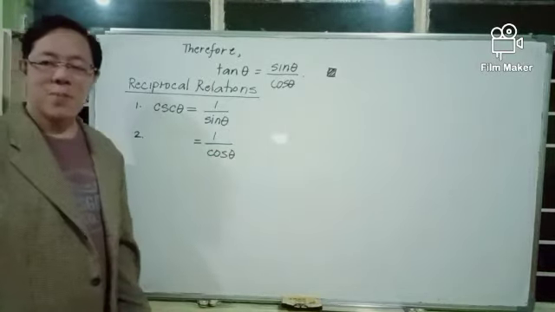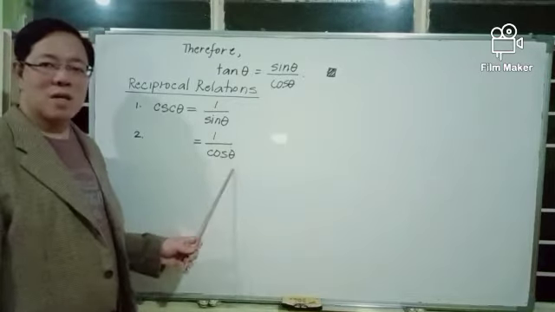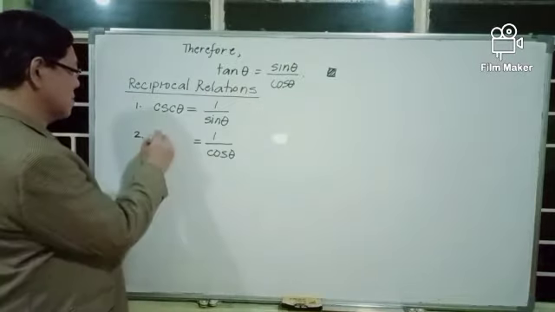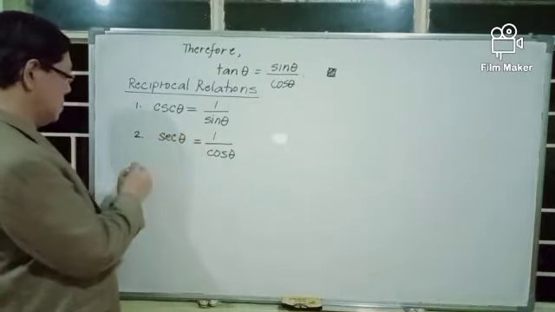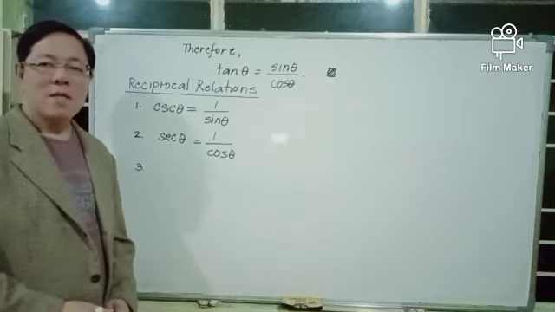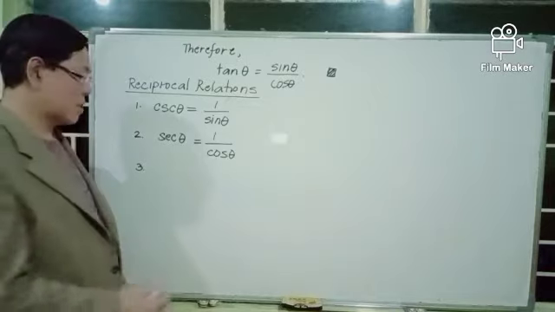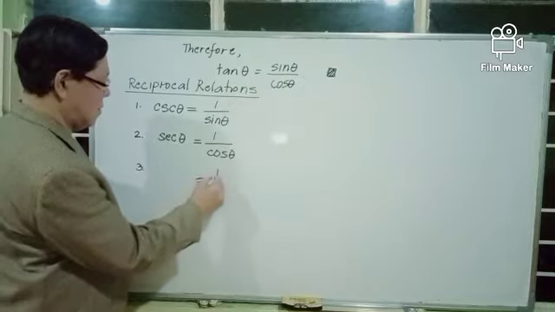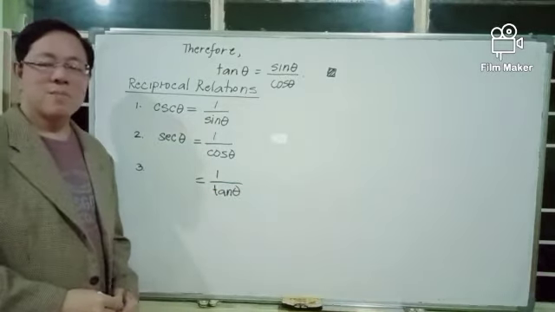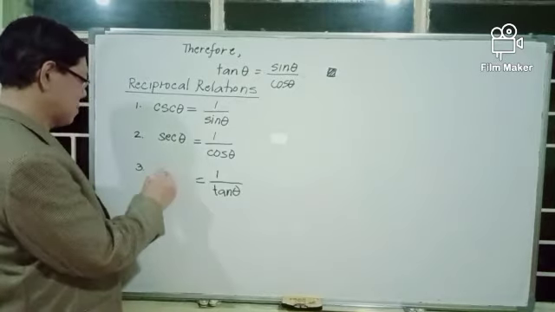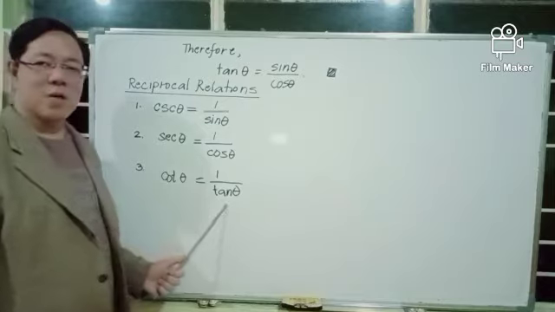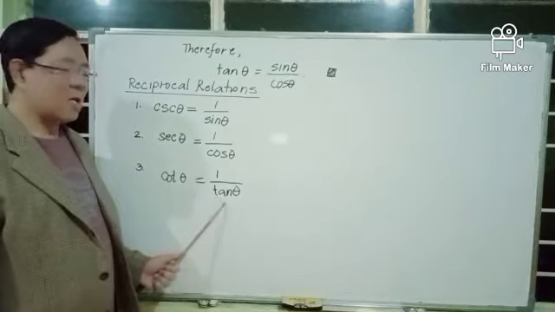The second reciprocal relation is the reciprocal of cosine, written 1 over cosine theta. And this is defined as the secant of theta. And the third reciprocal relation is the reciprocal of tangent, written 1 over tangent. One over tangent theta is defined as the cotangent of theta. Cotangent of theta is equal to the reciprocal of tangent, written as 1 over tangent of theta.